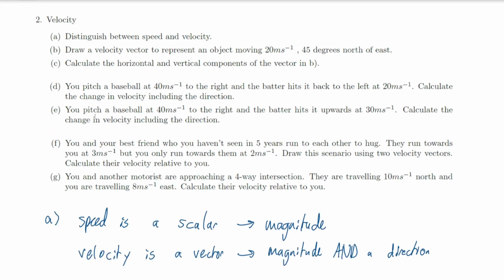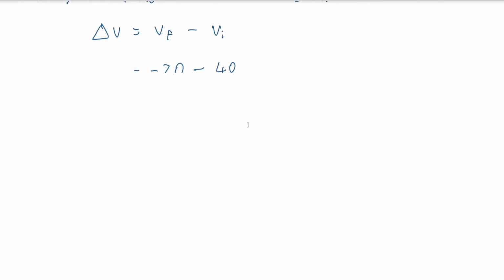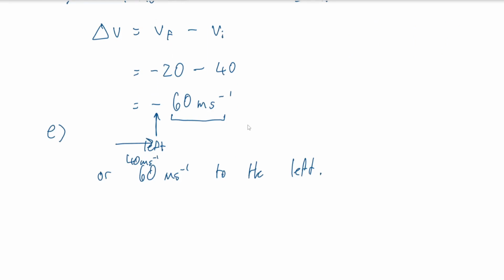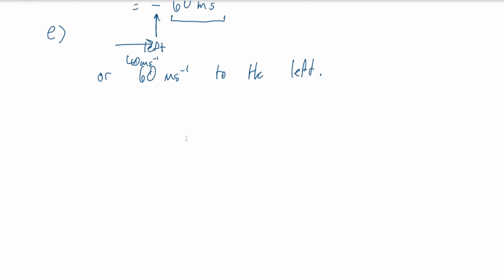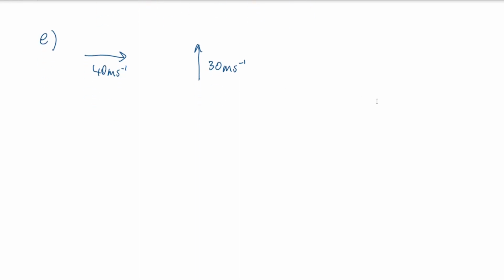Alright, next up. So back to baseball. This time though, same pitch speed, 40 meters per second to the right, but the batter skims the top and hits it directly upwards at 30 meters per second. Calculate the change in velocity, including the direction. So this time, 40 meters per second to the right, and then the batter hits it 30 meters per second up. Cool, so we have initial and final velocity.